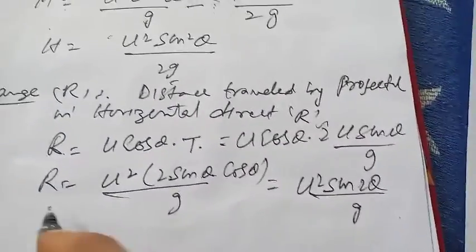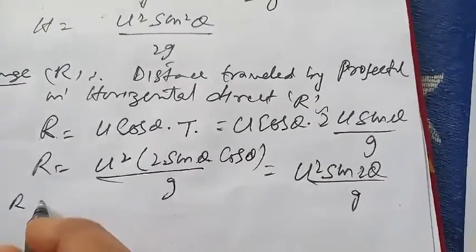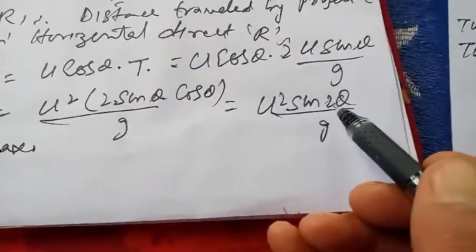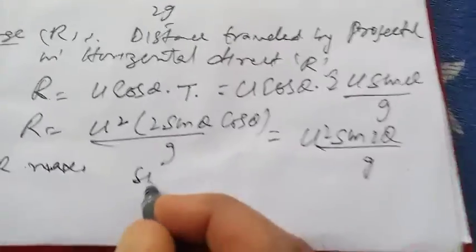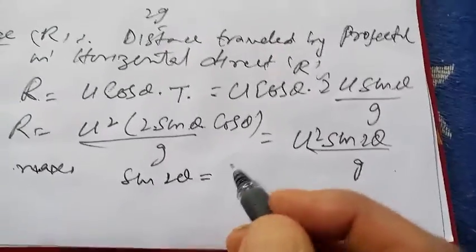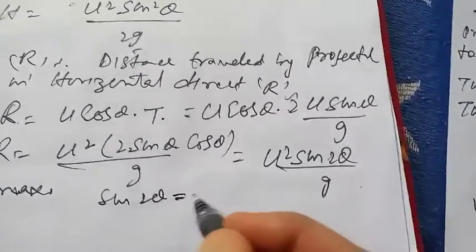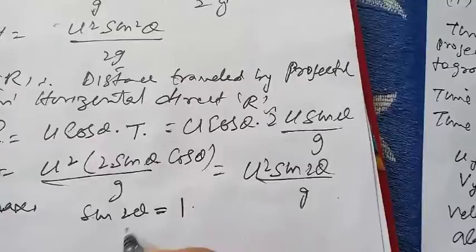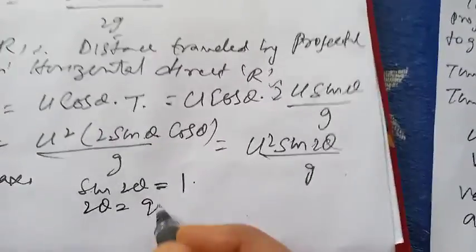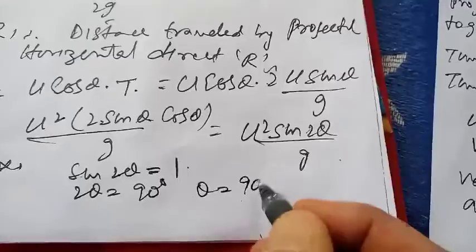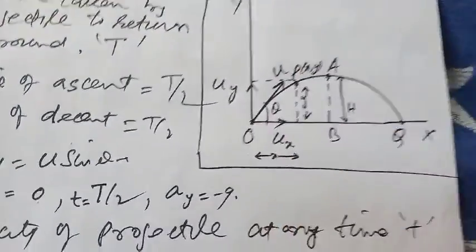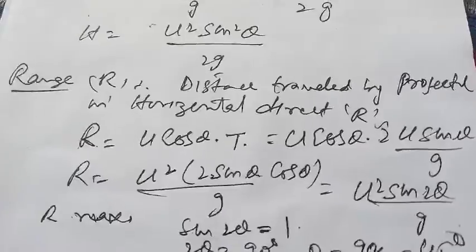When is R maximum? और कब मैक्सिमम होगा? When sin 2 theta has the maximum value. The maximum value of sin is 1, that means sin of 2 theta, कब 1 होगा, when it is 90, that means 2 theta is equal to 90 degree, or theta is equal to 90 by 2, which is equal to 45. So when we fire a projectile at an angle of 45 degree, we will get the maximum range. That's all. Thanks.